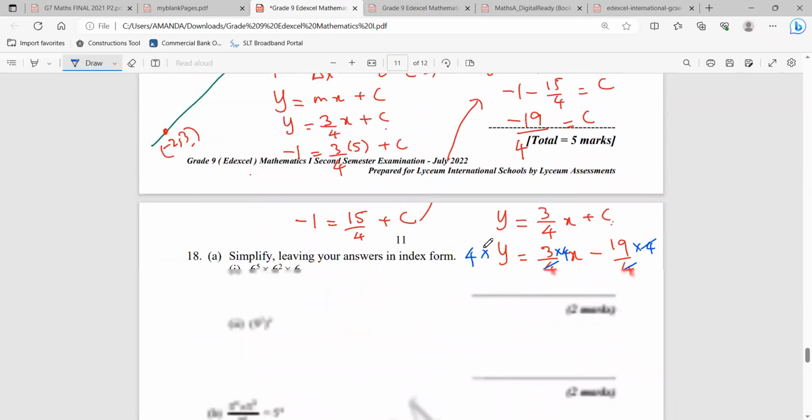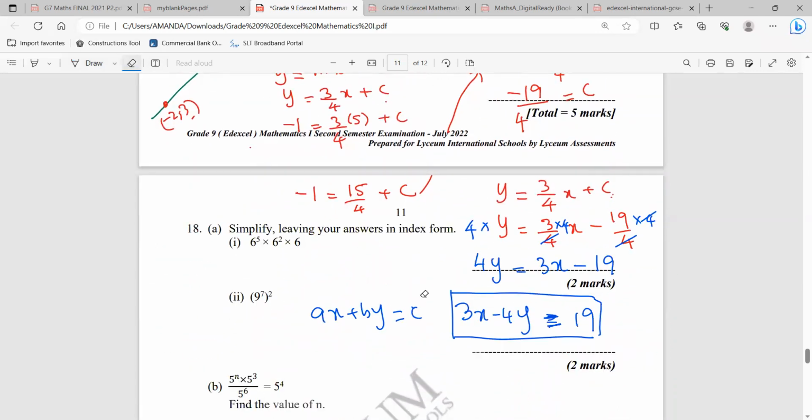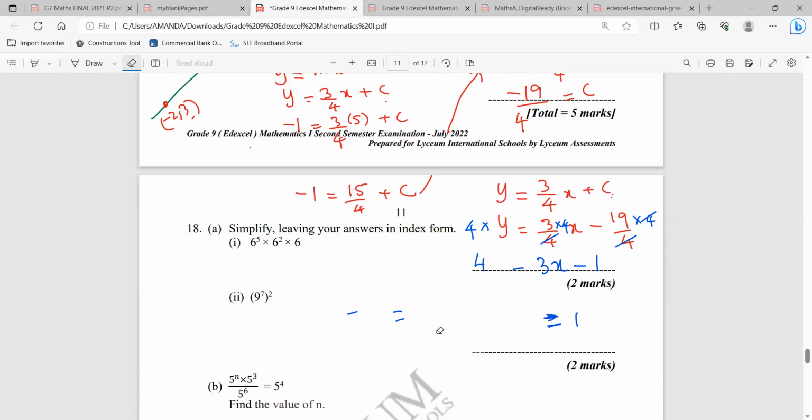So that's done. Yeah, a lot of working. Let's clear this out. I've got 2 more to cover. Yeah, it took a lot of time.